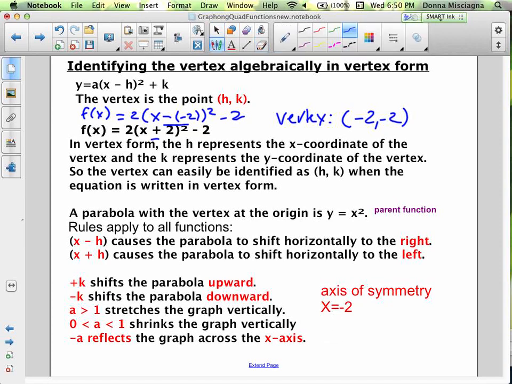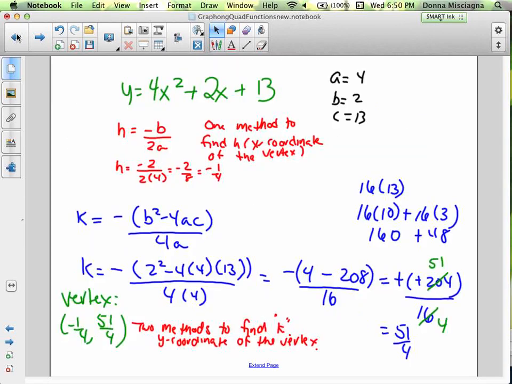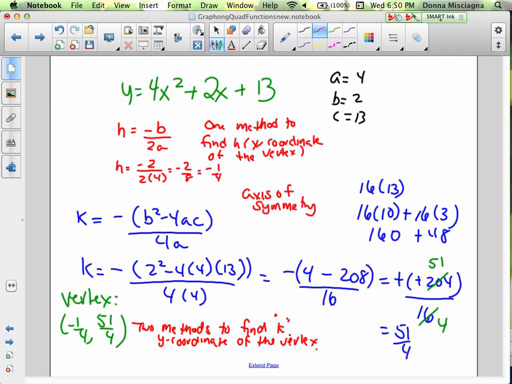It's always going to be equal to x equals h. Right? So here, h is negative 2. The axis of symmetry is negative 2. Back here, for this graph here, the axis of symmetry, I'll put it over here. That would be x equals negative 1/4. Right? So it's just a vertical line that goes right through the vertex. So a vertical line is always x equals, so that's why it's the x coordinate.